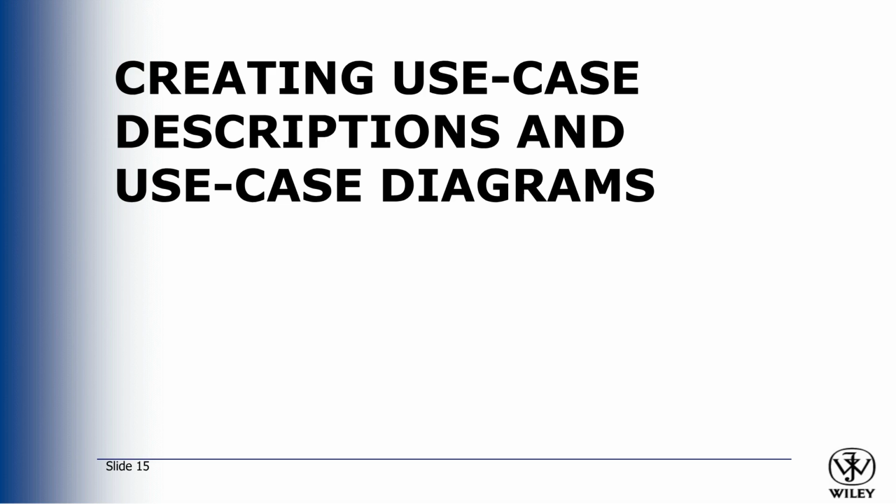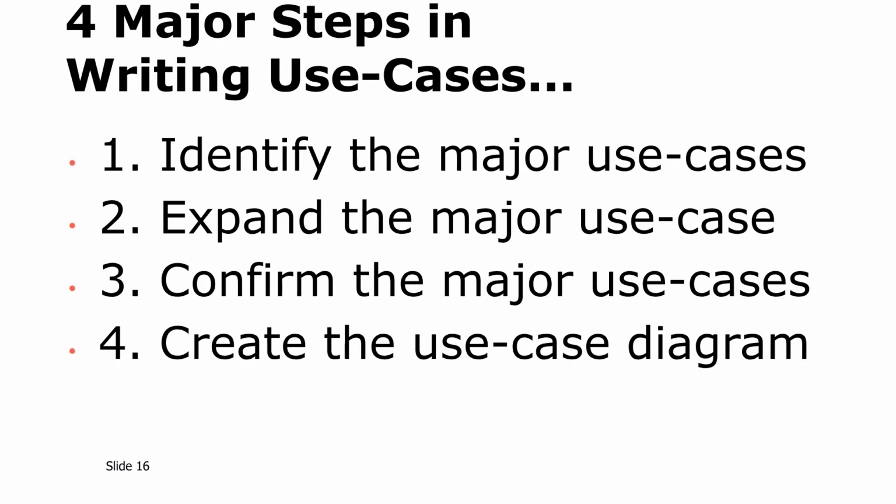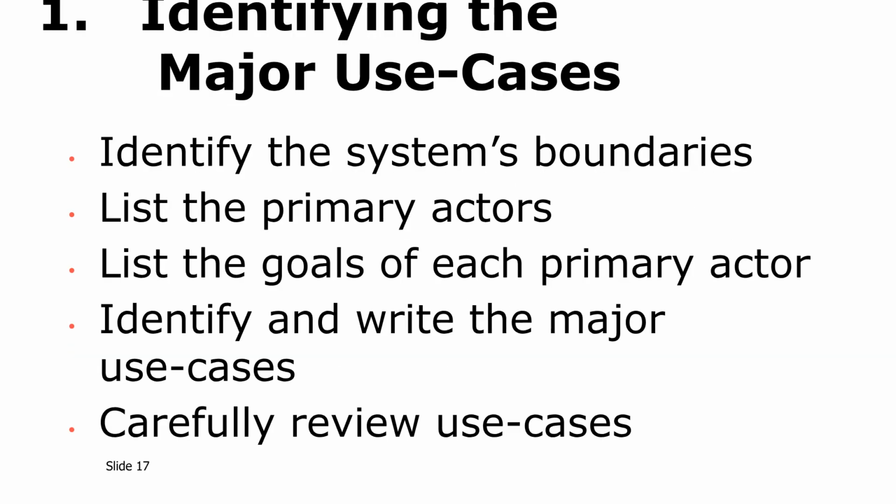Finally, we will discuss the process of creating use case descriptions and use case diagrams. There are 4 major steps in writing use cases: identify the major use cases, expand the major use case, confirm the major use cases, and create the use case diagram. Step 1. Identifying the major use cases involves several actions, including identifying system boundaries, listing primary actors and their goals, identifying and writing the major use cases, and carefully reviewing them.